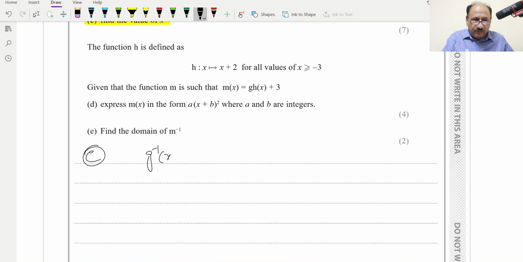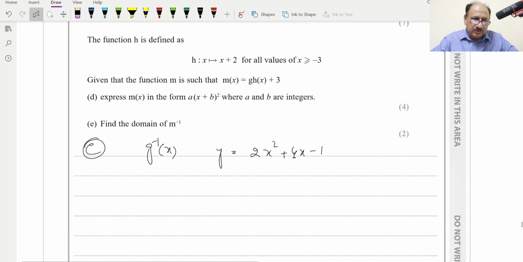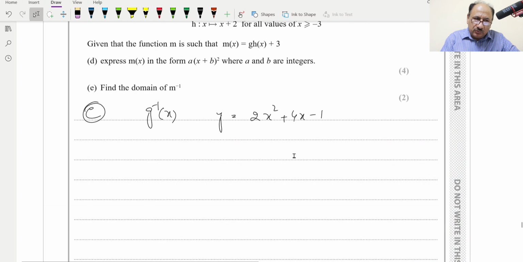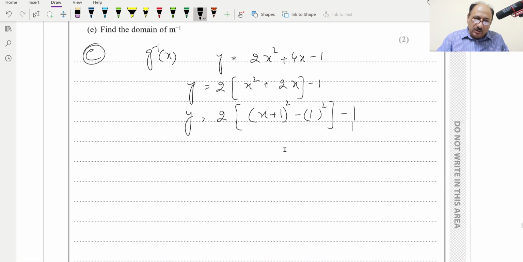So g inverse of x is our target. y is equal to 2x squared plus 4x minus 1, and this is basically a 7-mark question, so don't take it lightly. It's a lengthy question. So y is equal to 2, we are basically completing the square, so 2 into x squared plus 2x, and this will be minus 1. Now we can write y is equal to 2 into (x plus 1) squared minus 1 squared. Completing square method, hopefully you are aware of.